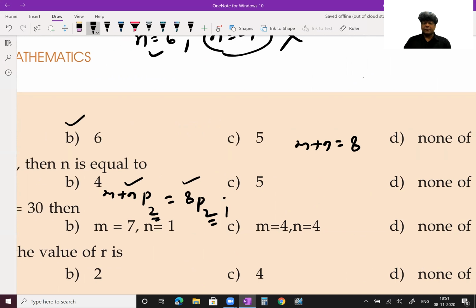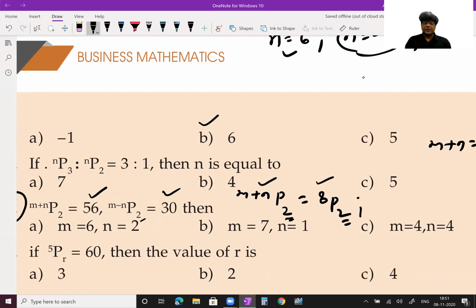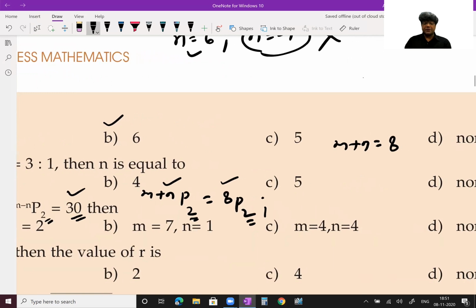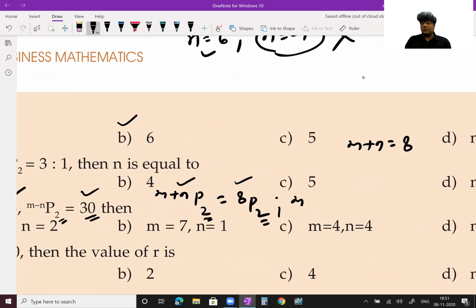Now similarly, for the second one, it is 30 and here it is 2. So 30 must be represented in the form of a product of two consecutive integers. Which two? 6 into 5. That means 30 can be written as 6p2. So you will get m minus nP2 is equal to 6p2. So m minus n is equal to 6.